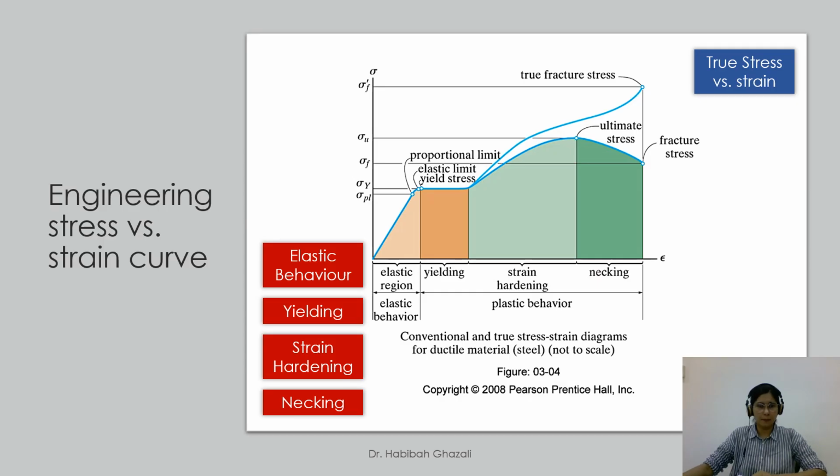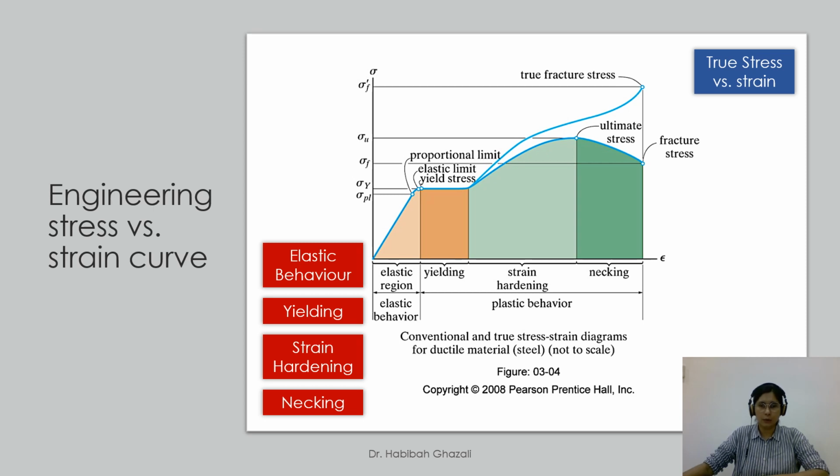So this is an example of an engineering stress versus strain curve of mild steel. This steel has been used a lot as a structural member. And from this stress-strain curve, you can see there are four distinct regions. So we have the elastic region. In this region here, the material behaves elastically. And as soon as the elastic limit is reached, the material is going to yield.